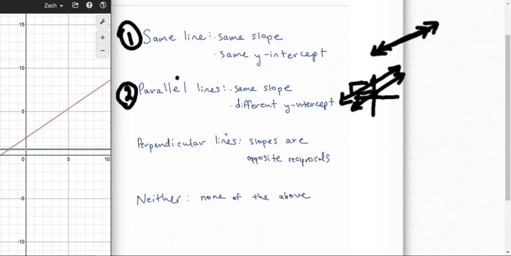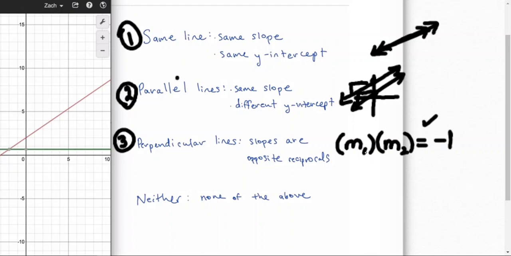even though they have the same slope. If this is not the case, then you go on to your third check, which is the check for perpendicular lines, and the slopes are opposite reciprocals. Something else that you can do is you can take the slope of one and multiply it by the slope of the other equation. And if you get a -1, then yes, you have perpendicular lines. And if none of these meet, then your answer is 4, neither, none of the above.